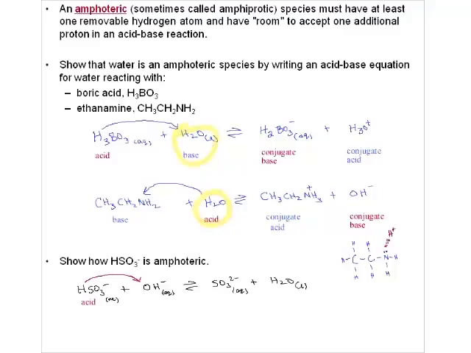And then finally we can show it acting as a base because we can mix it with some H3O plus, which is a strong acid. So that guy's going to donate its hydrogen that way, and what we're going to get is H2SO3 and H2O. So we just demonstrated the fact that this guy can act as an acid or a base.